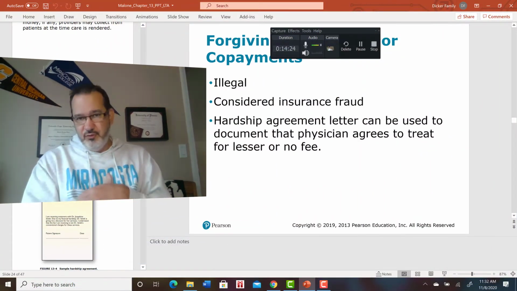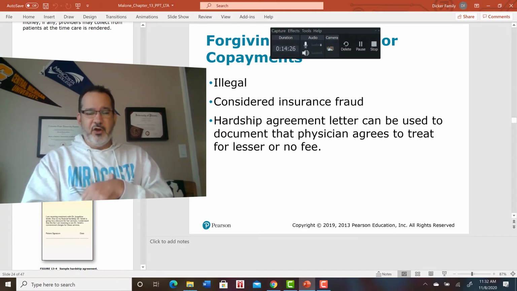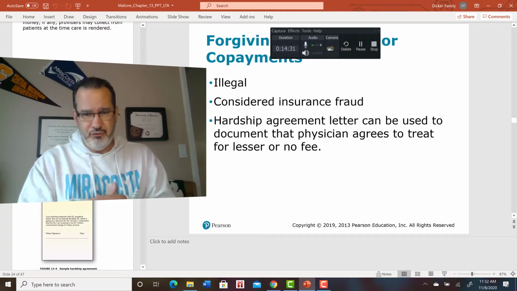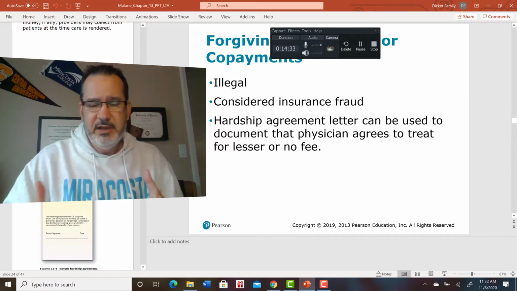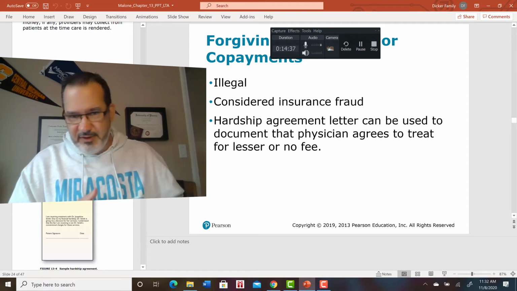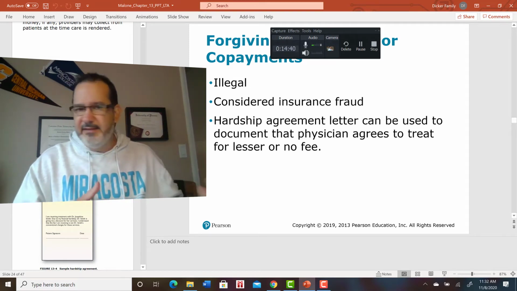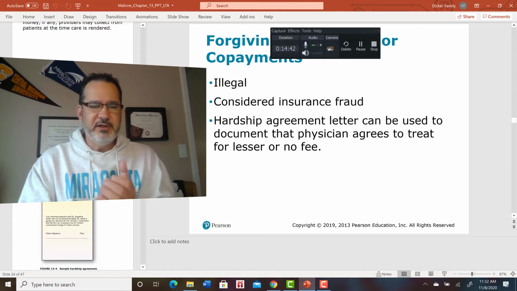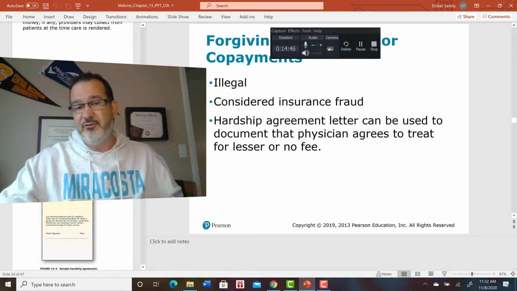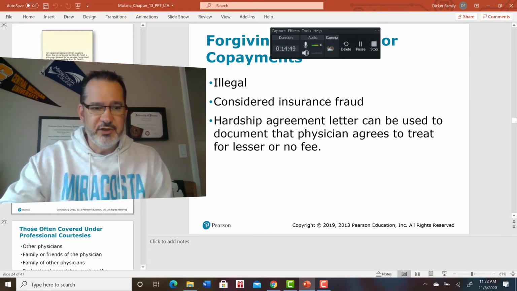Okay, forgiving deductibles and co-payments, that's a no-no. That's considered insurance fraud. We can't do that. We still need to collect. Again, this was a contract that the patient agreed to when they agreed to accept their insurance, that they would agree to abide by the rules, which says, hey, if there's a copay applied, they've got to pay the copay. So typically we do not write those things off. We can't do that. So that's usually a no-no.